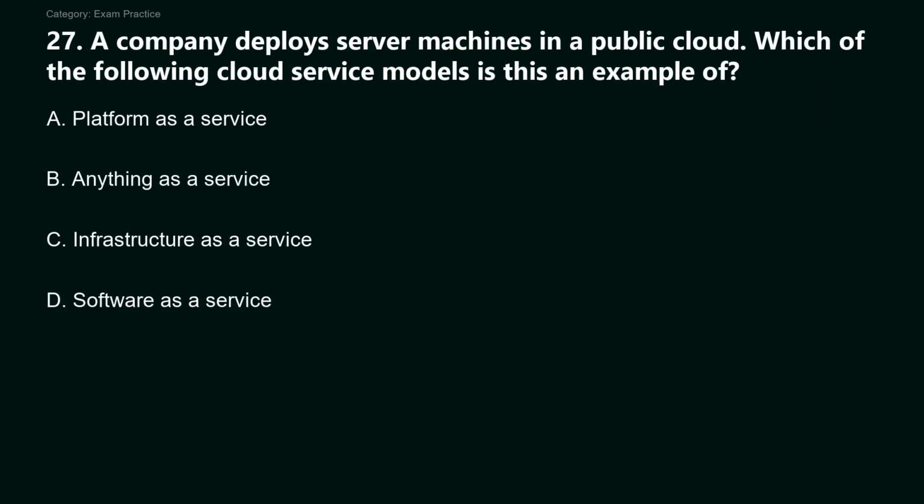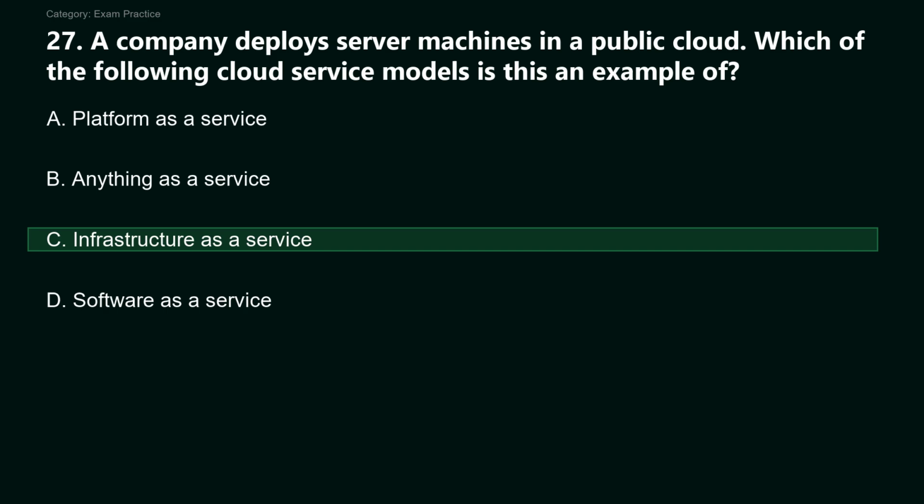Question 27. A company deploys server machines in a public cloud. Which of the following cloud service models is this an example of? Option A, platform as a service. Option B, anything as a service. Option C, infrastructure as a service. Option D, software as a service. The correct answer is option C, infrastructure as a service.